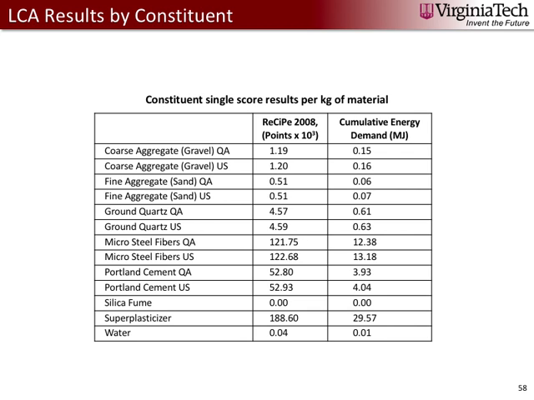Here I've shown the constituent single score results. So the constituents include coarse aggregate, Portland cement, and so on. And what I'd like you to take out of this is that, again, I've broken up the results into those from Qatar and the United States, but they're not actually that much different from each other. There's not a significant difference in the sustainability from manufacturing in these different locations. So from here on out, I'll be showing the results for just one country. They're not all that different from each other.